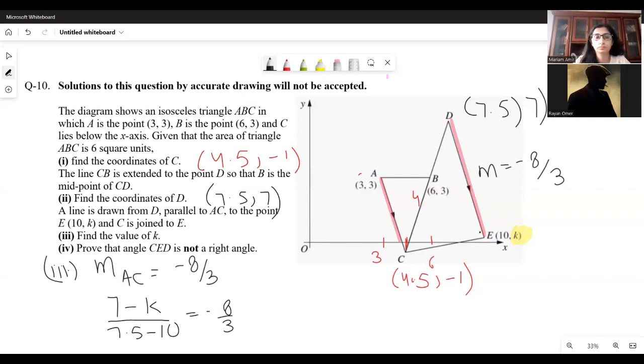It's 1/3 आ रहा है कि सही है. A is 1/3. Okay. So that's K. Prove that CED is not a right angle. CED, you have to show that this does not form a right angle.